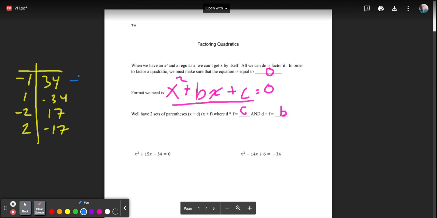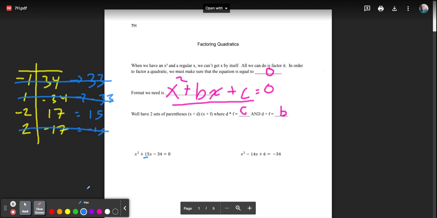So negative 1 plus 34 is positive 33. Well, that isn't going to work because I need them to add to 15. So those are out. Okay. 1 plus negative 34 gives me negative 33. Well, again, that's out. I want to add to 15. Negative 2 plus 17 is equal to 15, okay? And then 2 plus negative 17 is equal to negative 15, which is out, okay?